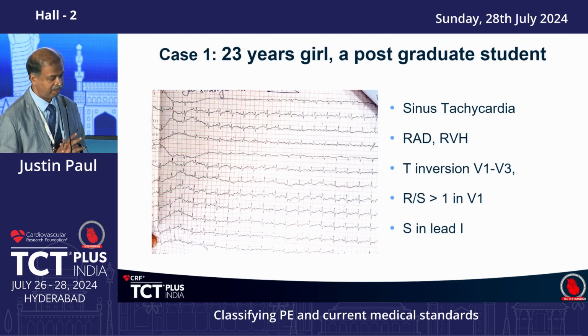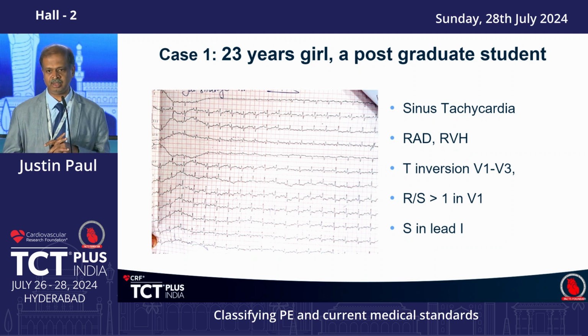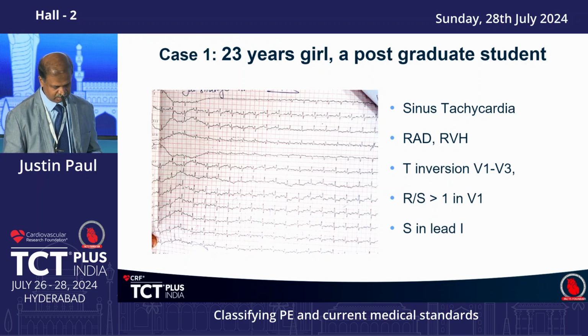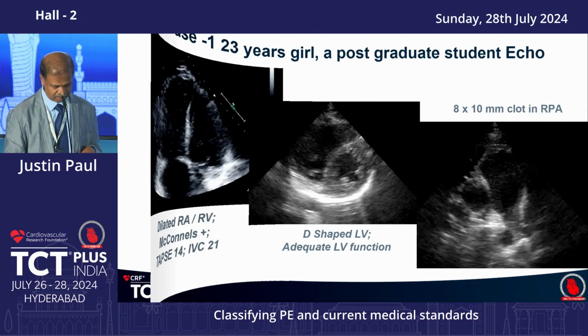She has sinus tachycardia. The ECG, as you can see, shows an S wave in lead 1. You don't see the T3 and Q3, but it's not common. About 50 to 60% have the S1, Q3, T3 pattern on the ECG. By and large, every single sick patient will have a sinus tachycardia, and RV strain in V1 to V3, and R is more than 1 in V1. So these are some suggestions that the patient has a pulmonary embolism.